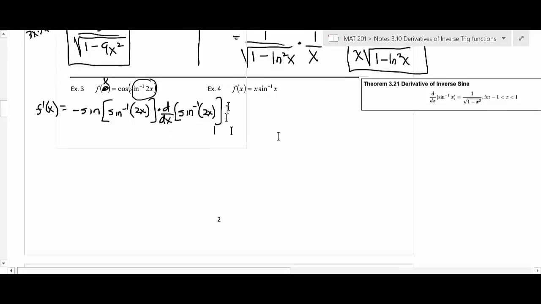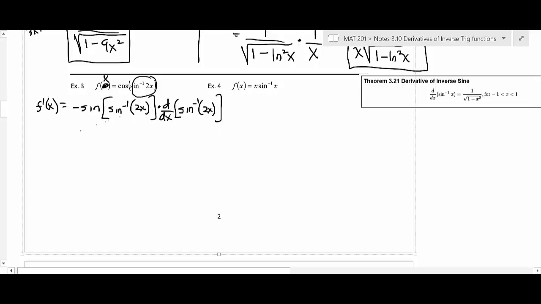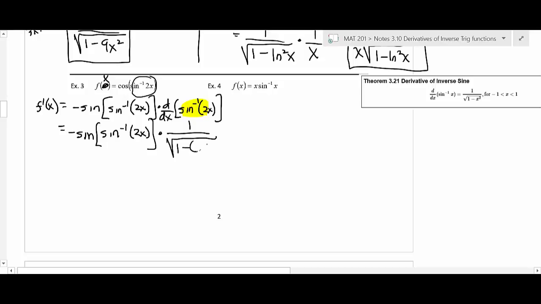Now, there's not really anything you're going to do with this one. This is just going to come down, and you're going to keep writing that as negative sine of the inverse sine of 2x. Not going to be able to do anything with that, okay? Then you're going to apply the rule here for the inverse sine. When you do the derivative of the inverse sine, like we've been doing, what is it? It's 1 over the square root of 1 minus something squared. What goes in the parenthesis? 2x. There you go. Okay, that's half of it.